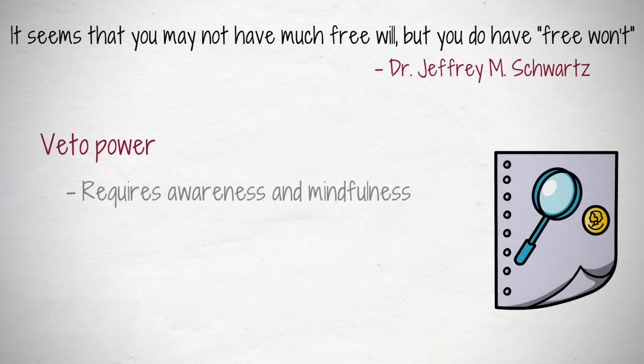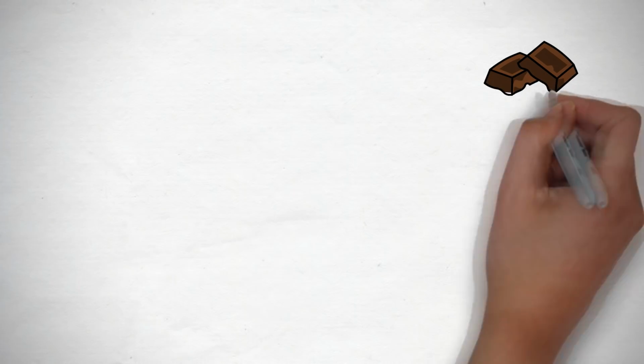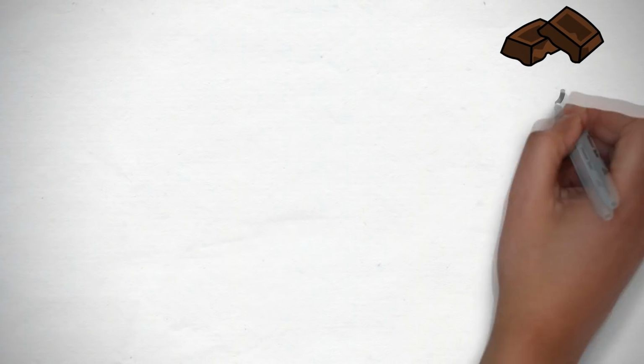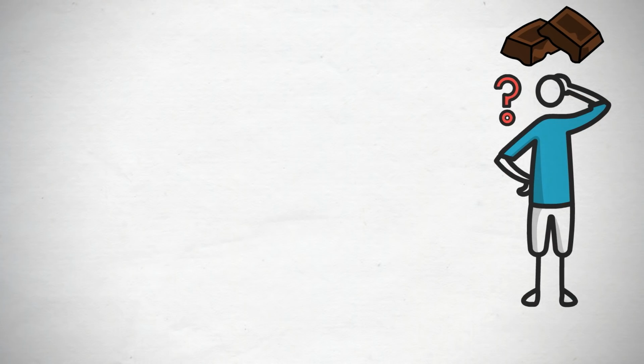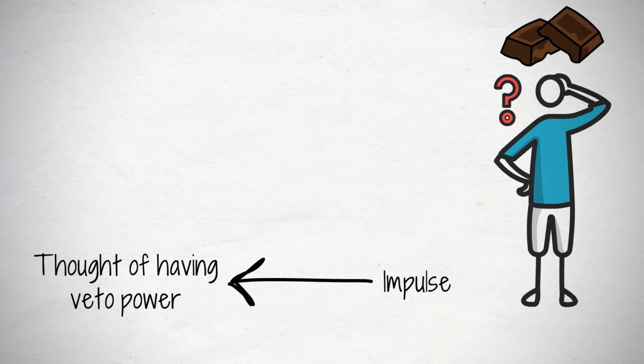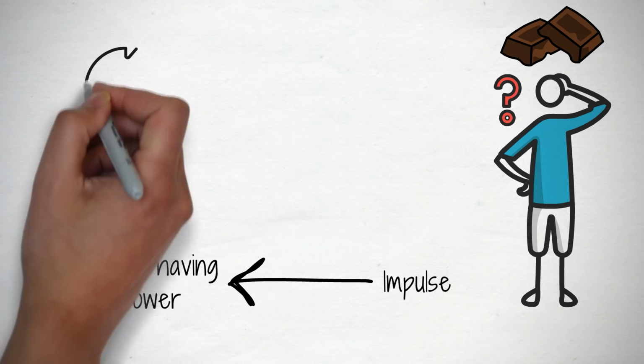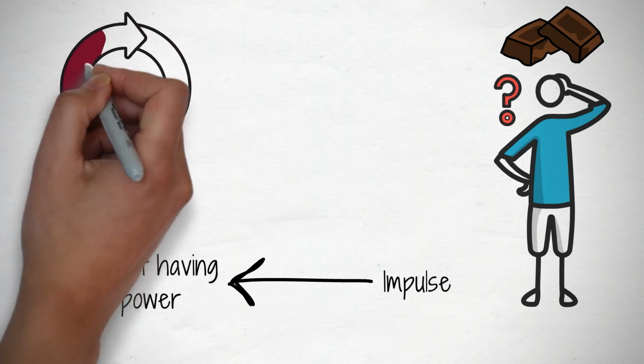Firstly, the use of veto power requires awareness and mindfulness. You can use this veto power to suppress any destructive impulse, from the desire to devour that delicious chocolate to the desire of venting off anger. But in the heat of the moment, you probably won't even remember that you have this mighty veto power in your arsenal. Thus, ideally, when the impulse arrives, we want the thought of having this veto power to come along with it. And we want it as soon as possible. Otherwise, we will miss that golden 0.2 second window to use it.